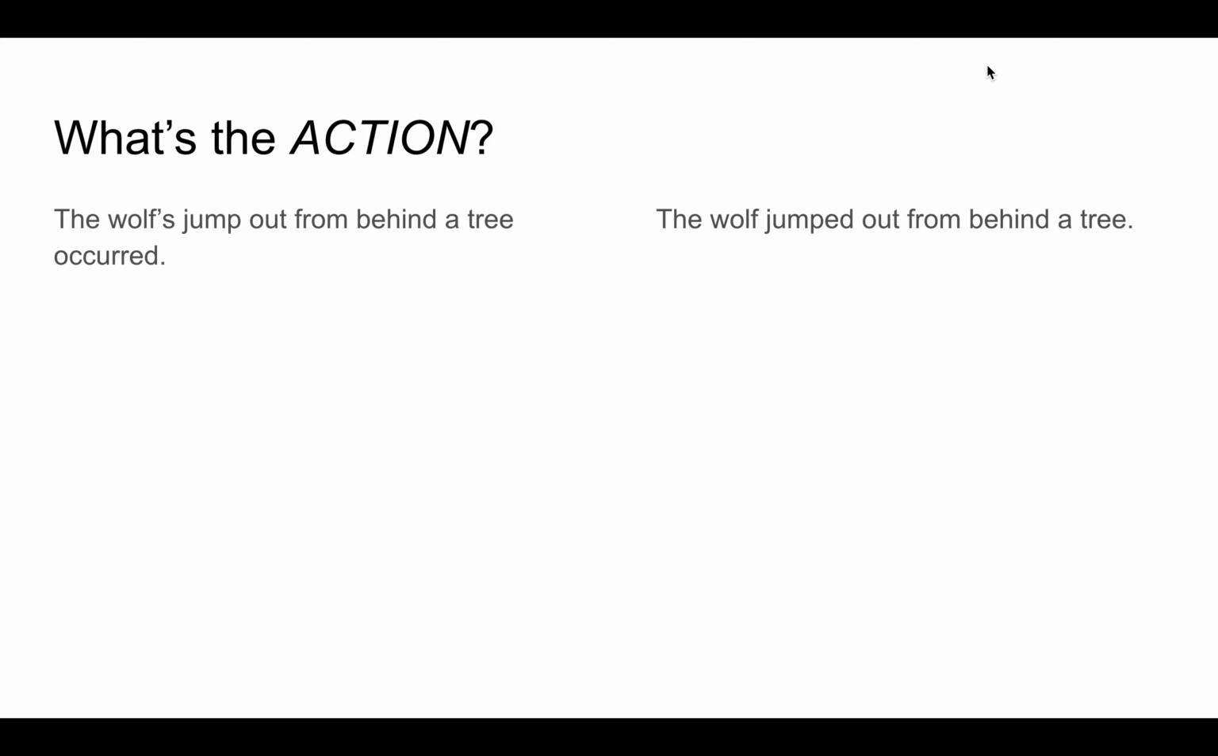Both of these sentences are telling the same story, more or less. What's the action in this story? It's jump, right? There's a jump happening. Somebody's jumping, in this case, the wolf. The wolf jumped out from behind a tree, or the wolf's jump out from behind a tree occurred. So that's the action. If we were to picture this sentence in our mind, this is the action or the movement that we would visualize.